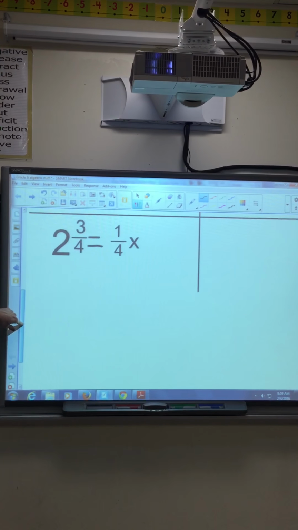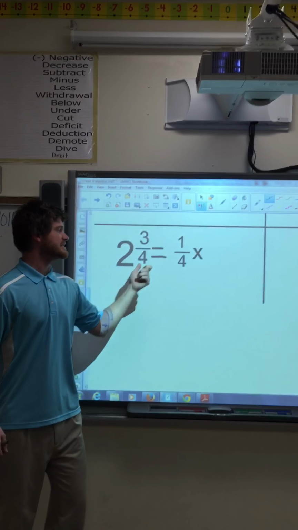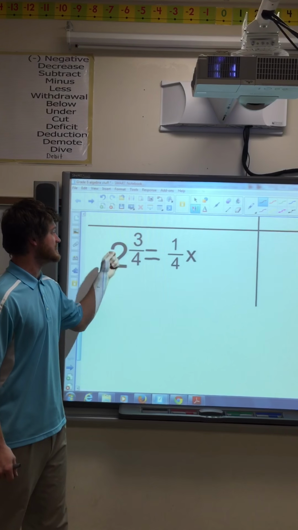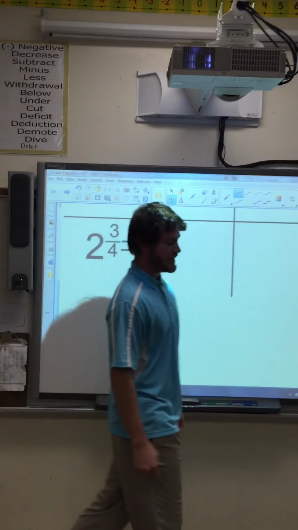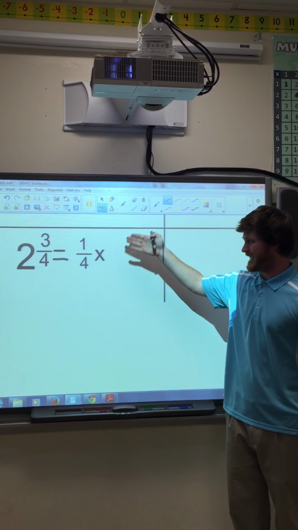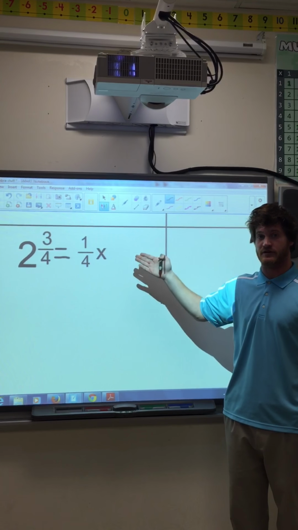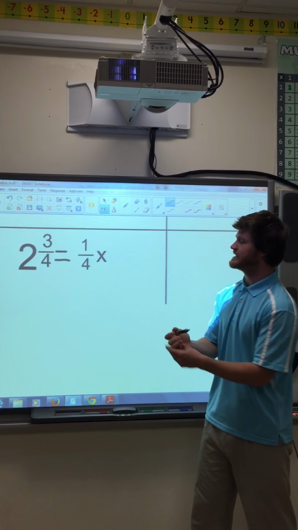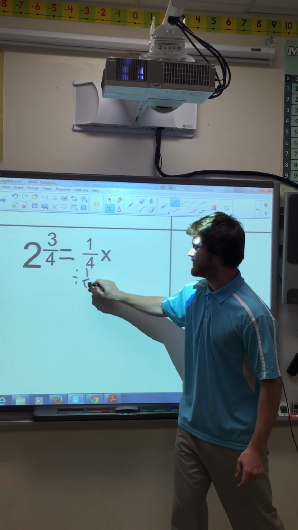Moving on to this one, we have 2 3/4 is the same as 1/4 times x. That's how we read it in math. 2 3/4 is the same as 1/4 times x. So first we want to think about, how do I isolate my variable? My variable is x. We have to get x by itself. So the number in its way is 1/4. So we have 1/4 times x. The inverse is division. So we have to cancel out our 1/4.